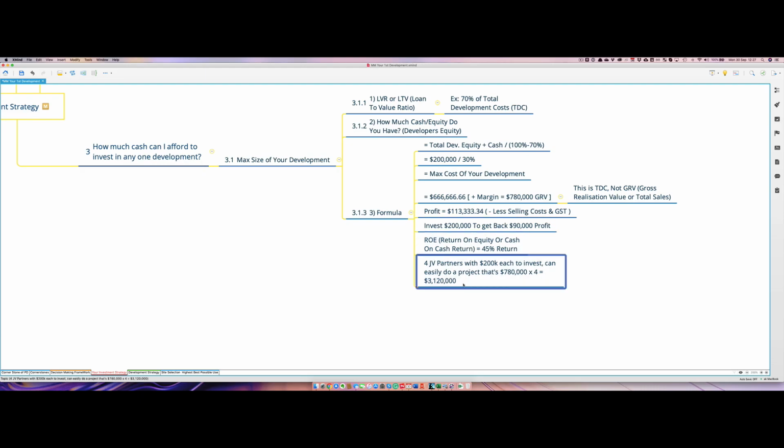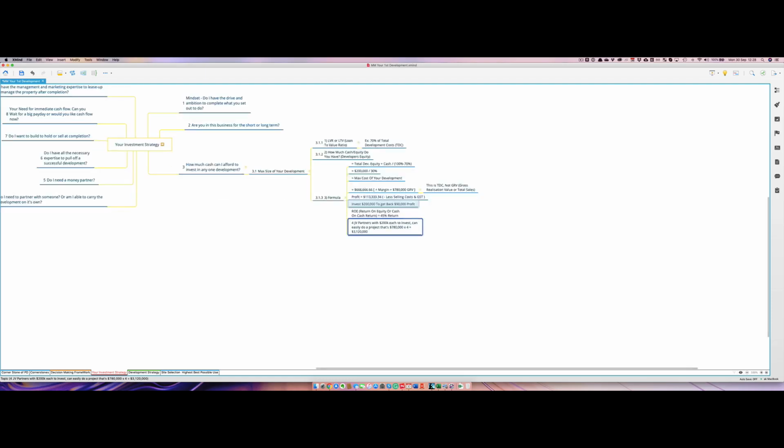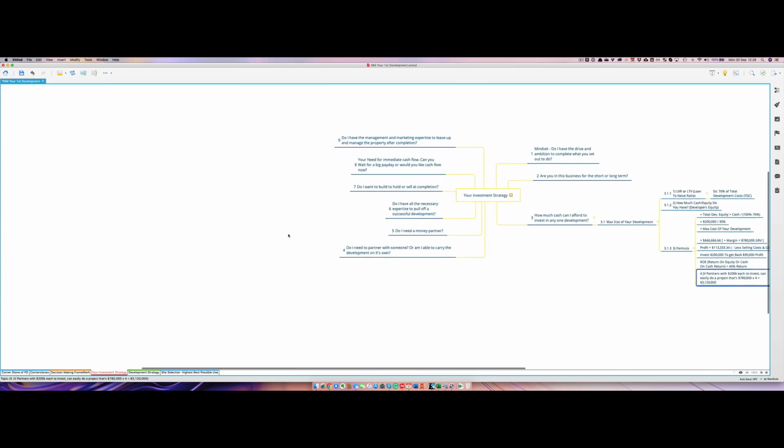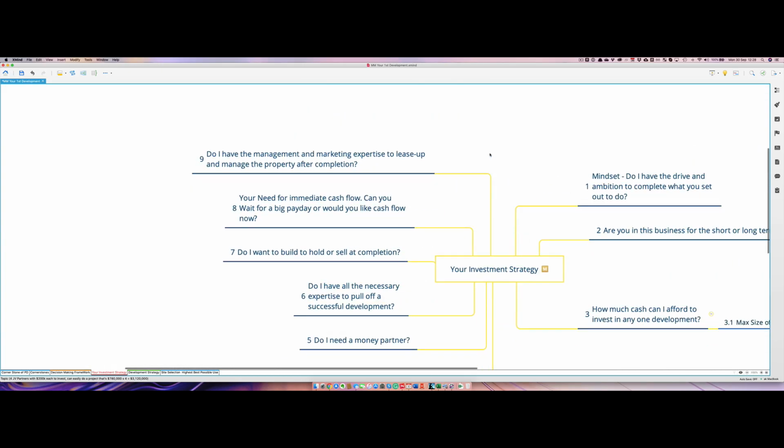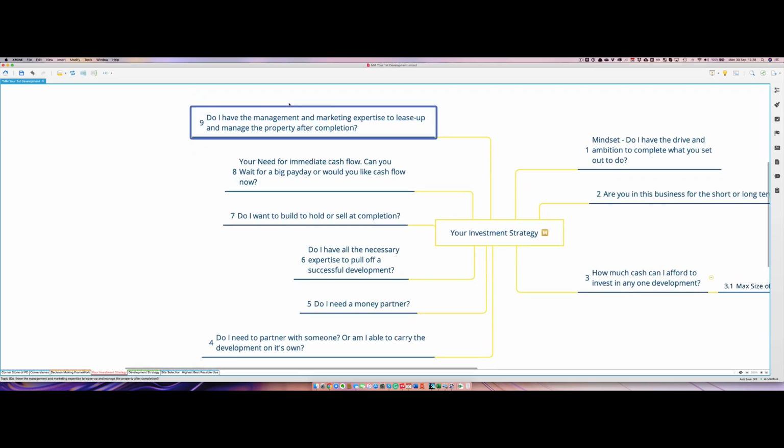And if you get together with 4 JV partners with $200,000 each, you'll be able to pull off a development of 3.12 mil, or the 3.75 mil as I showed you in the example earlier. The next thing you need to understand in order to do this development is, do I have the management and marketing expertise to lease up and manage the property after completion?